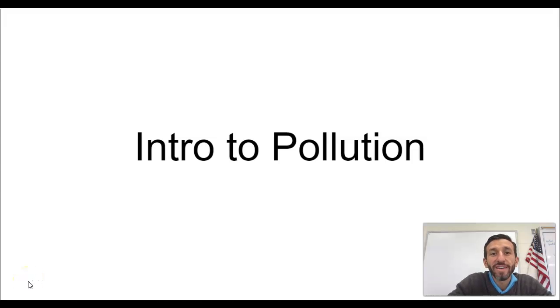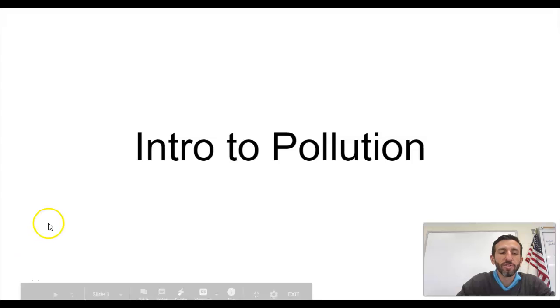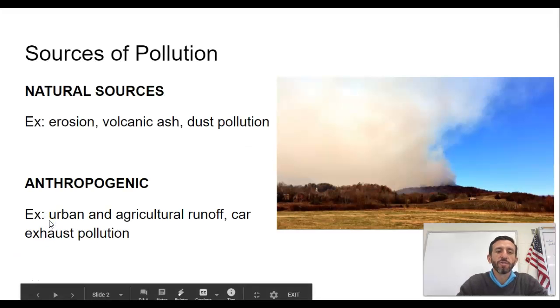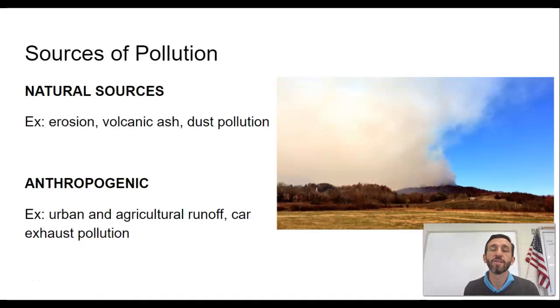So with a quick introduction to pollution, very quick. First of all, there are two major sources of pollution. There are natural sources of pollution. So erosion can lead to sediment in streams or rivers, volcanic ash, dust pollution. Those are things that are still considered pollution even if they're natural.